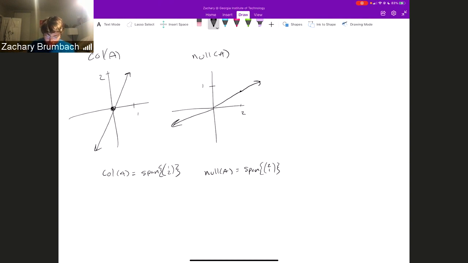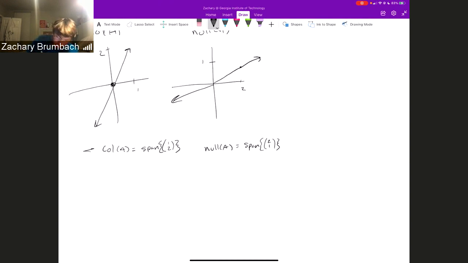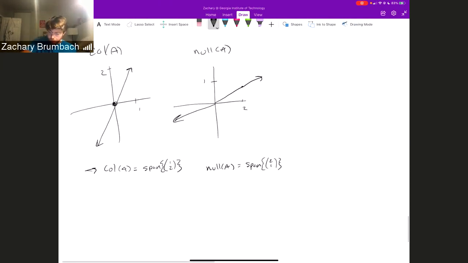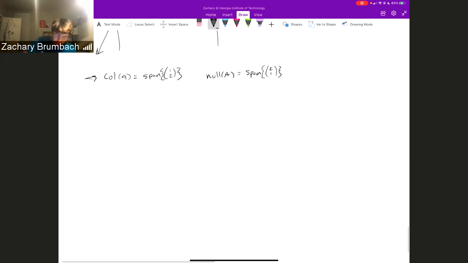So if this is our column space, first of all, we know each of these has 2 variables. The vectors in the column space have a dimension of 2. Sorry, the vectors in the null space have a dimension of 2 as well, so that means we have 2 columns.